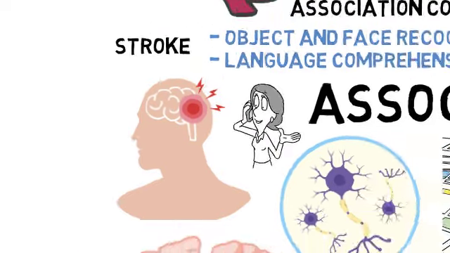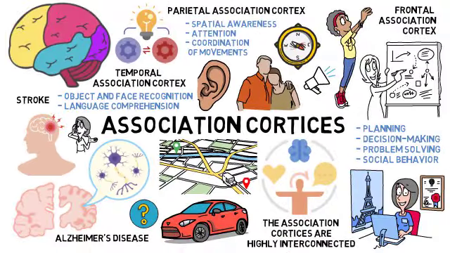All right, and there you have it, an intro into the association cortices and their crucial roles in integrating sensory information and enabling complex cognitive functions.